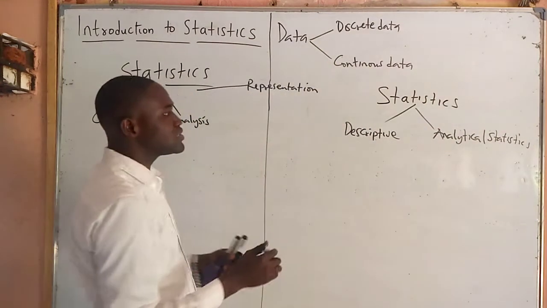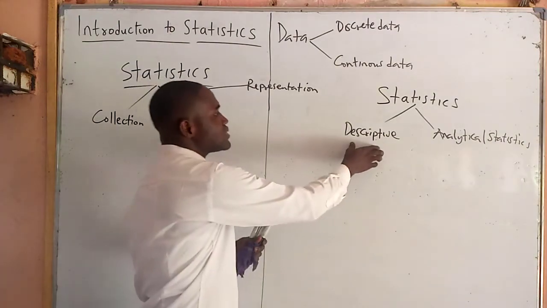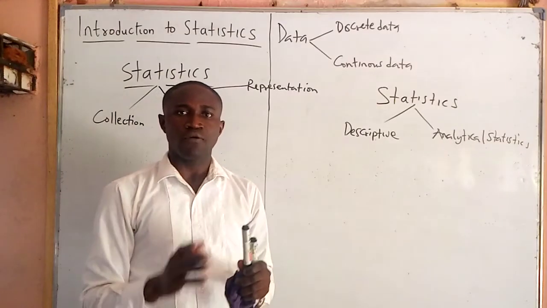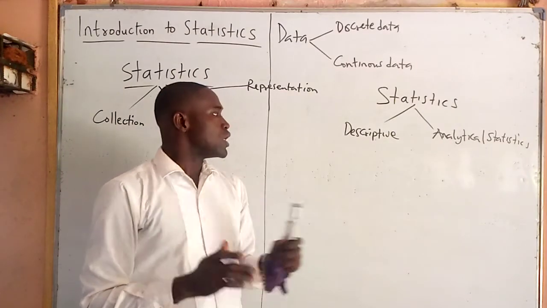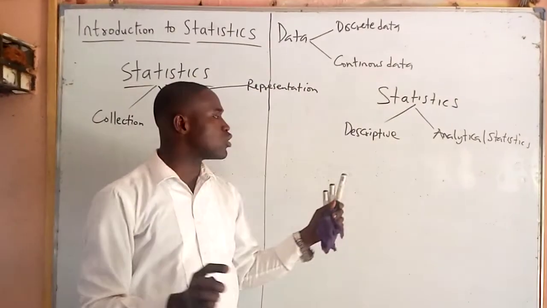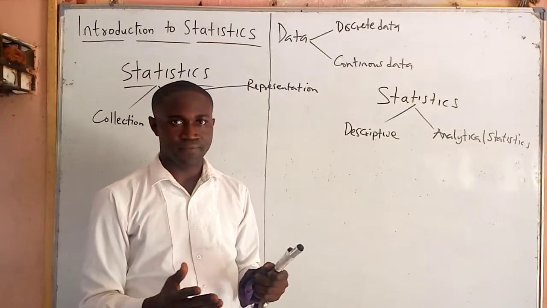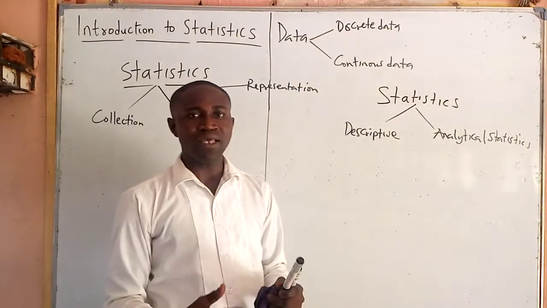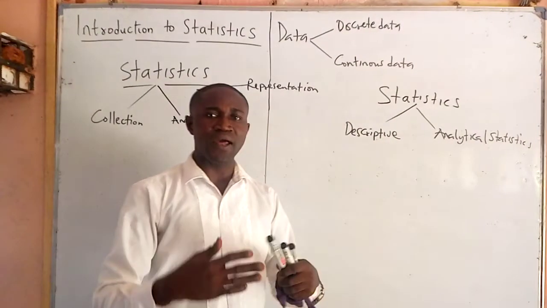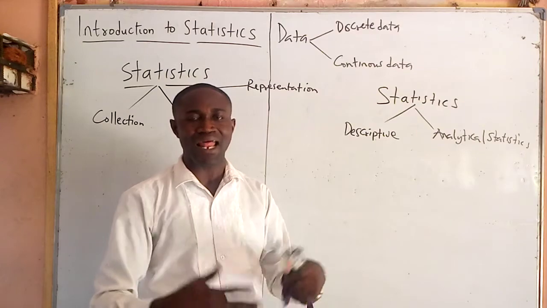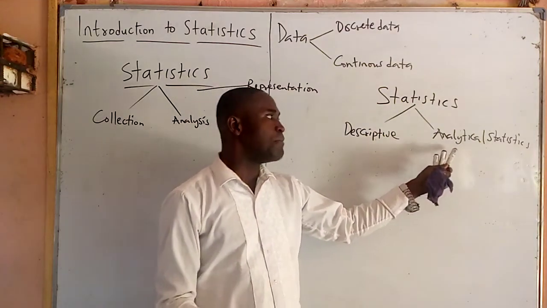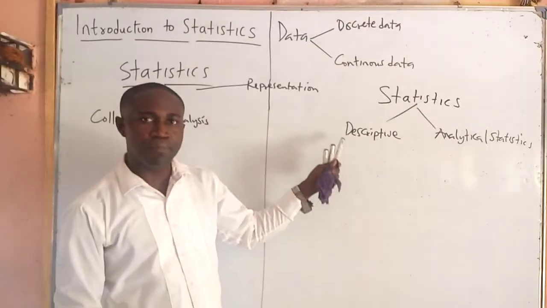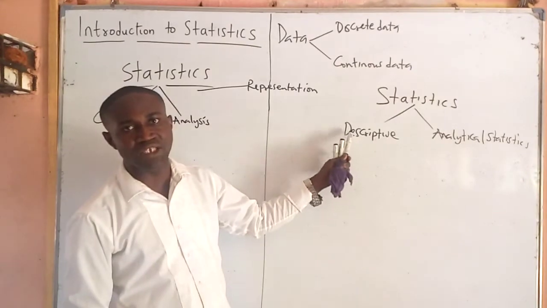So what do we mean by descriptive statistics? In descriptive statistics, it makes no prediction, it makes no conclusion from the data it collected or analyzed. Now, analytical statistics is a type of statistics that makes prediction or conclusion from the data already collected and analyzed. So this deals with making prediction or conclusion after analyzing its data, while descriptive statistics does not make prediction or conclusion after analyzing its own data.